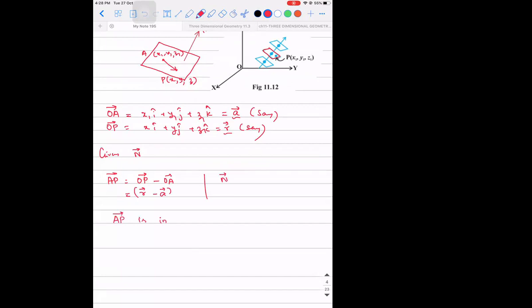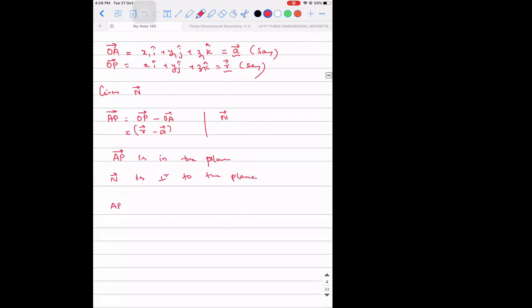is in the plane, n vector is perpendicular to the plane, so what can we conclude? AP vector dot n vector is how much? 0. Yes. So what is AP vector? (r vector minus a vector) dot n vector is equal to 0. This will be the required equation in vector form. Am I clear, guys?